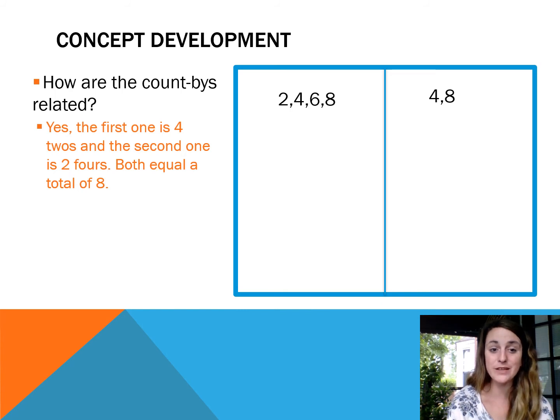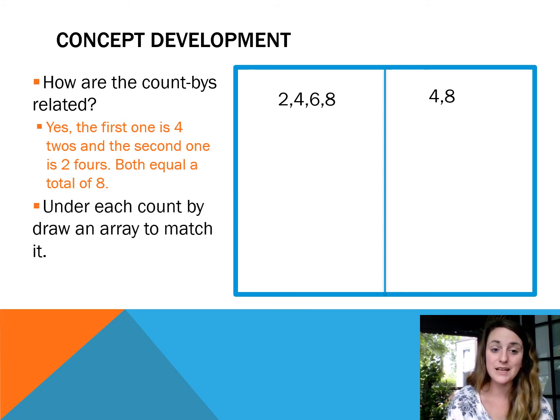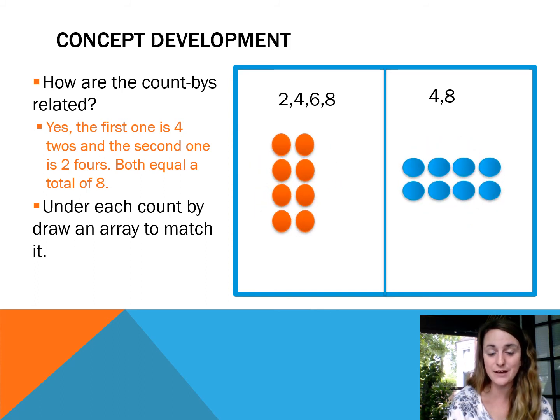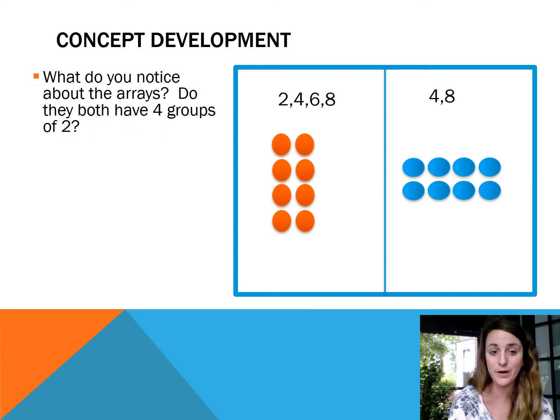Yes, the first one is 4 2s and the second one is 2 4s. Both equal a total of 8. Under each count, let's draw an array to match it. My 2, 4, 6, 8 count will have 2 in each row and total 8 in 4 rows. My 4, 8 will have 4 in each and will have 2 rows of 4.